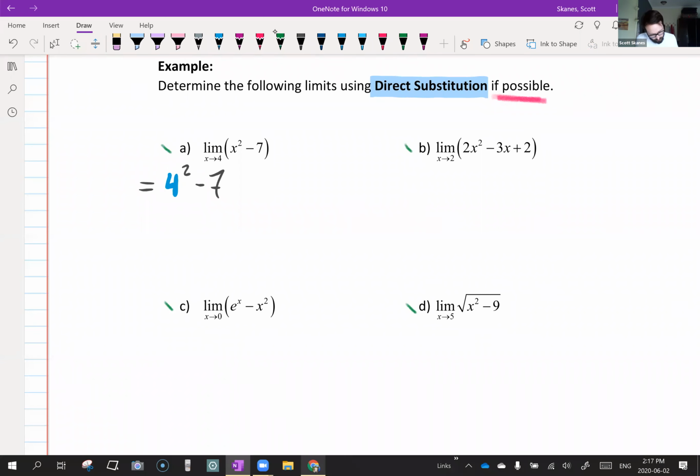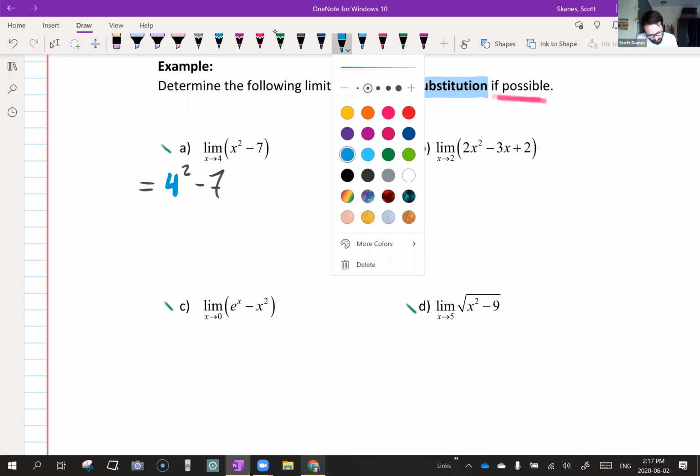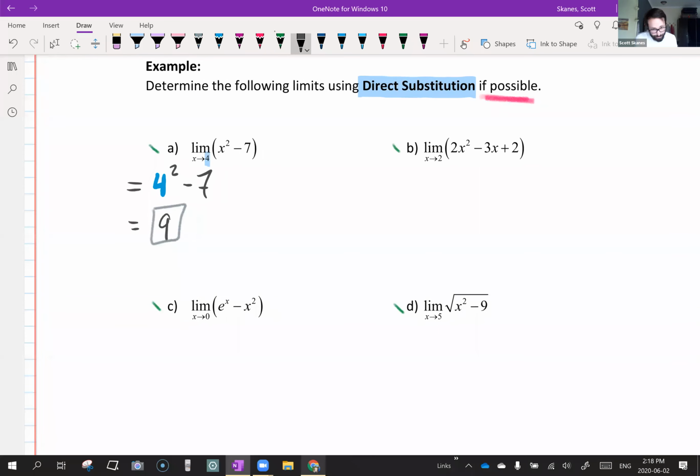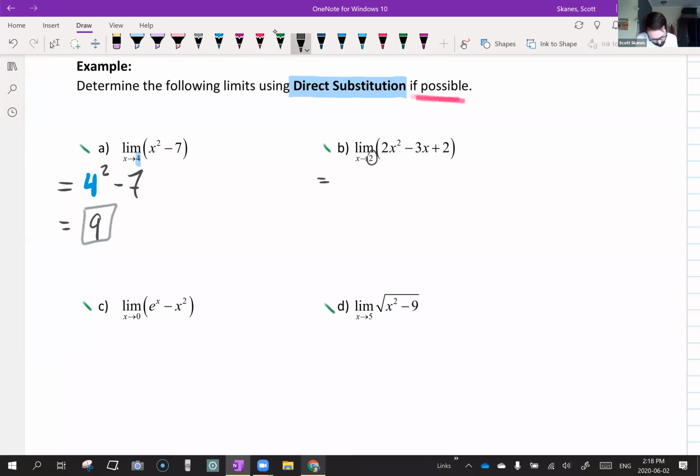I'm going to make my pens a little smaller today. That's 16 minus 7, that's 9. Okay, done. If you're able to substitute in your x value for the limit and you get an answer, that is your limit. You're done, okay? So let's keep going and see how many of these we can do directly. So in this case, we have the number 2. Anytime I see an x, I'm just going to put a 2 in.